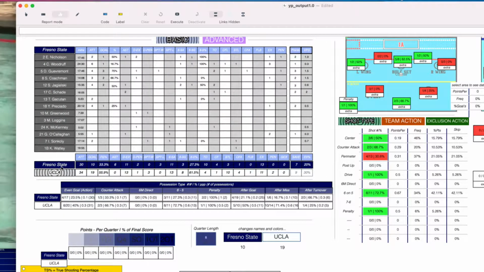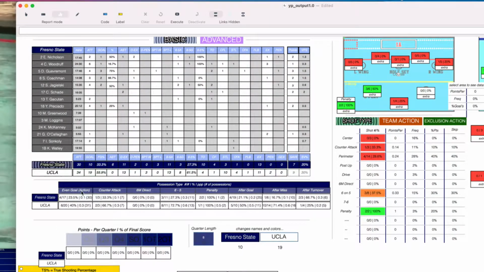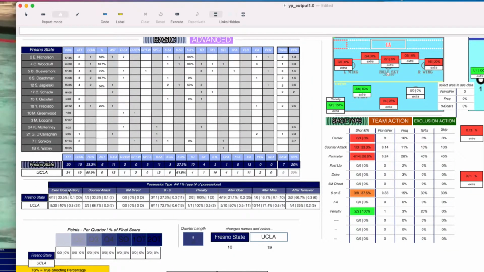One of the new things I created for this update is these tags here. Even goals are anything that is not a counterattack, not a 6-meter direct, something of that nature. Now when I click on even goals, I see that I had 5 turnovers, 1 drawn, and was 4 for 17 shooting. Just a little more detail about each one. Next up, counterattacks: Fresno State was 1 for 3 shooting on counterattacks. They had 7 of them, 0 turnovers, and did draw 1 exclusion. 6-meter direct, none taken.